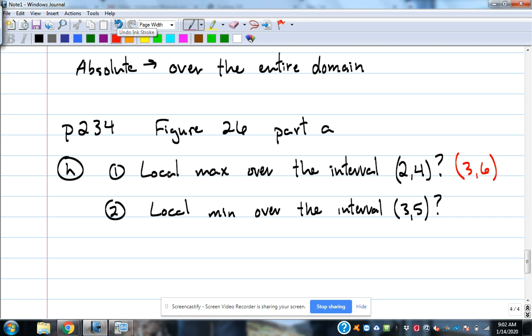So we're only looking between 3 and 5 on the x-axis. So that cuts down our focus to just that area. What's the lowest point in that area? 4, 4. So the ordered pair is 4, 4.